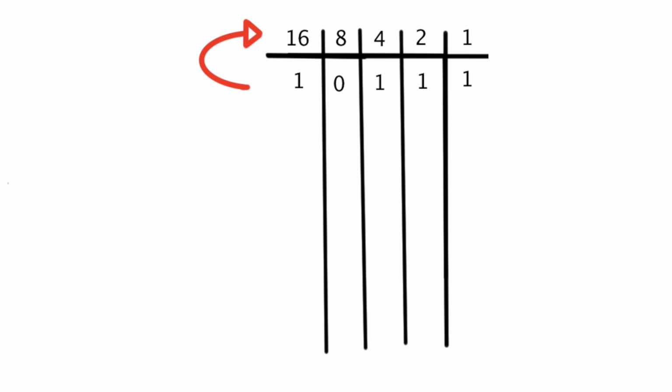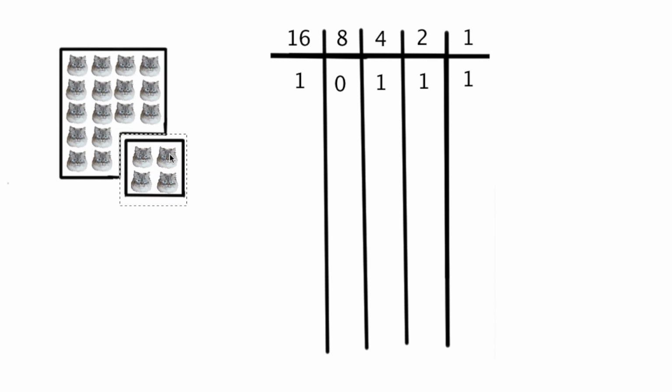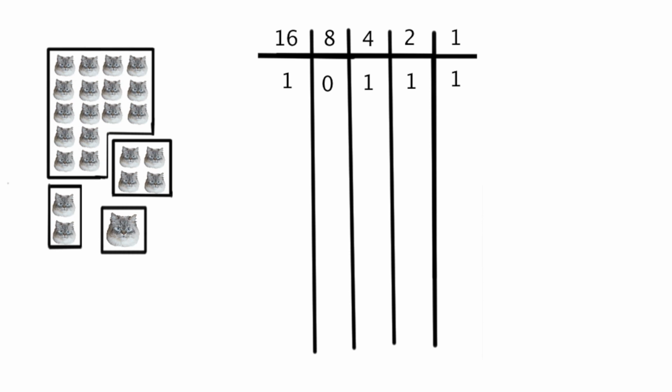So we have one group of 16 momo, plus 0 groups of 8 momo, plus 1 group of 4 momo, plus 1 group of 2 momo, plus 1 group of 1 momo. How many momos does that make altogether? If you count up the groups of numbers, or momos, we have 23 altogether. So 10111 in binary is 23 in decimal.